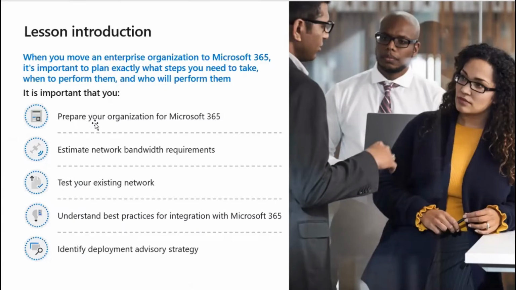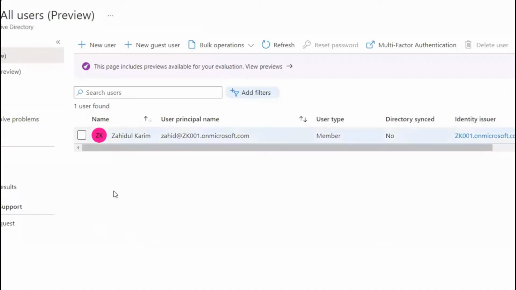As part of the planning, we need to prepare your organization for Microsoft 365: estimate network bandwidth, test your existing network, understand best practices for integrations with Microsoft 365, identify a deployment advisory strategy. So this is a complete cloud service. Now, I'm only one person using these cloud services, but in your company maybe hundreds of people are going to use this. And Microsoft 365 takes a lot of bandwidth.